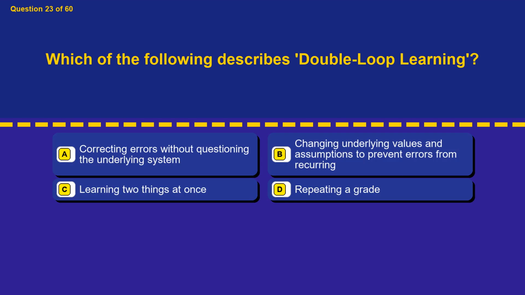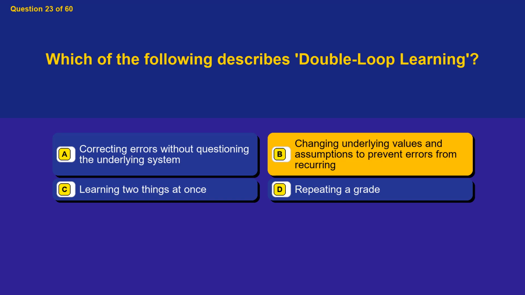Question 23. Which of the following describes double-loop learning? Option A. Correcting errors without questioning the underlying system. Option B. Changing underlying values and assumptions to prevent errors from recurring. Option C. Learning two things at once. Option D. Repeating a grade.